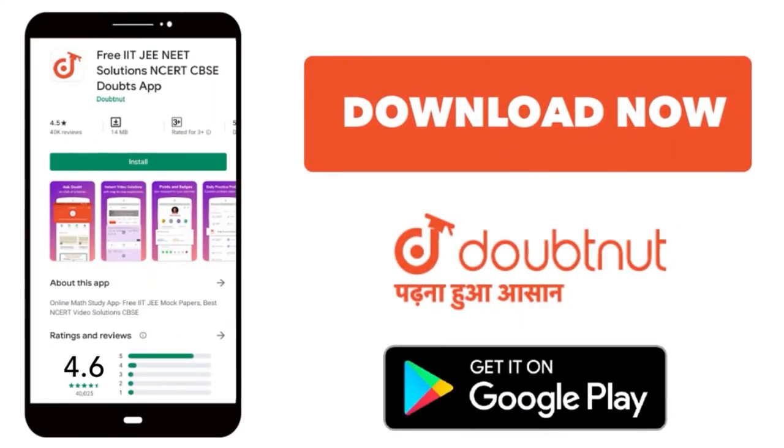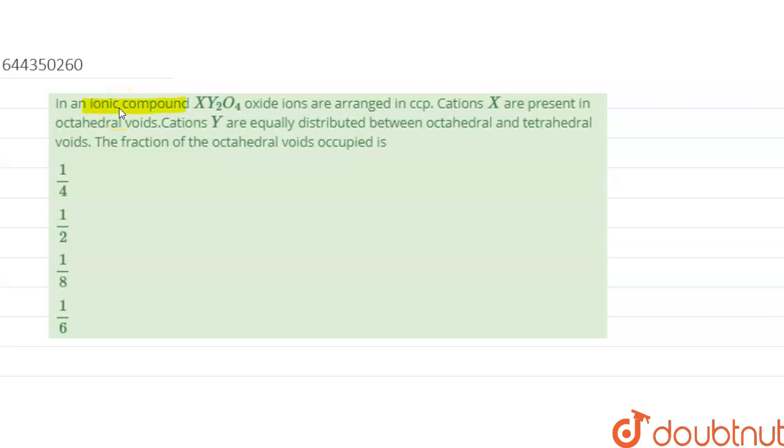In an ionic compound XY2O4, oxide ions are arranged in CCP. Cations X are present in octahedral voids. Cations Y are equally distributed between octahedral and tetrahedral voids. The fraction of the octahedral voids occupied is.